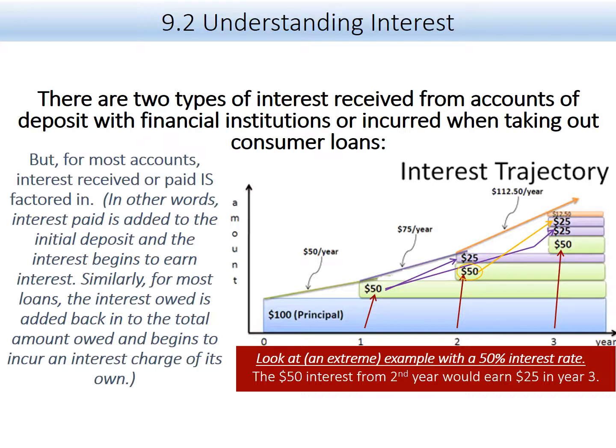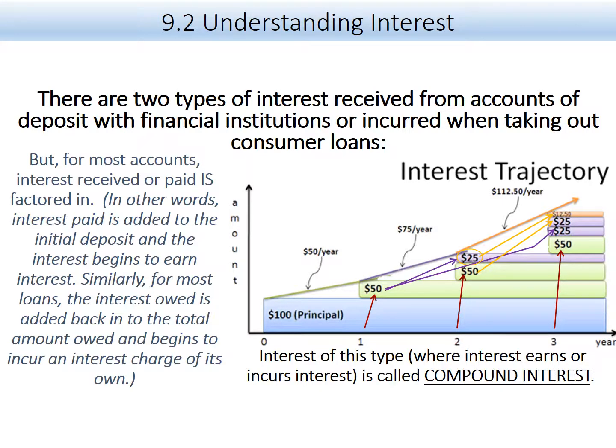Just sort of a visual to give you an idea of the basic difference between simple interest, which I think of as flat, and compound interest, which has what's sometimes called an interest trajectory. You can see how that plays out. As I said, this is called compound interest as opposed to simple interest.